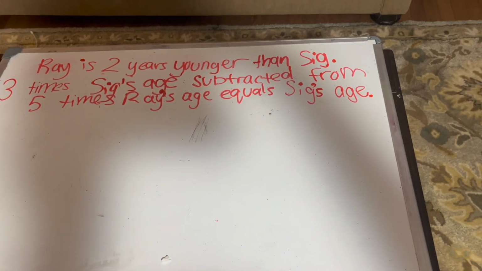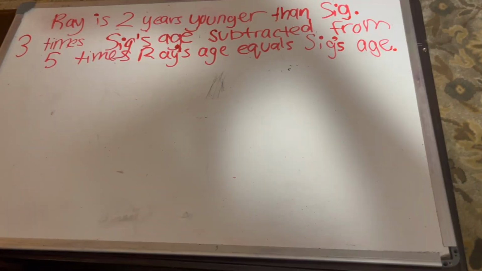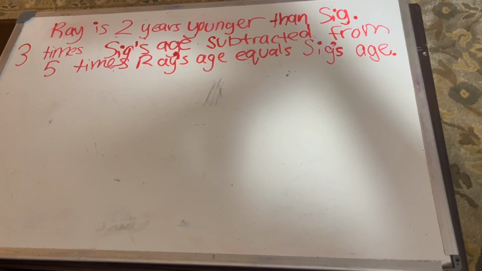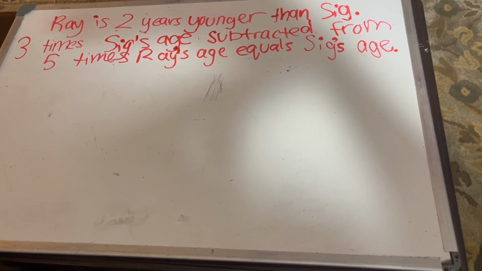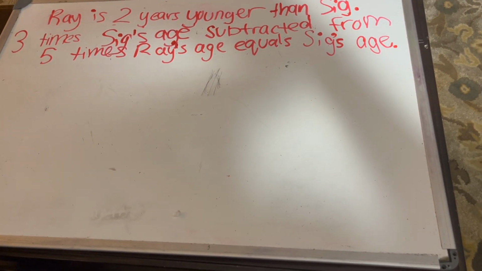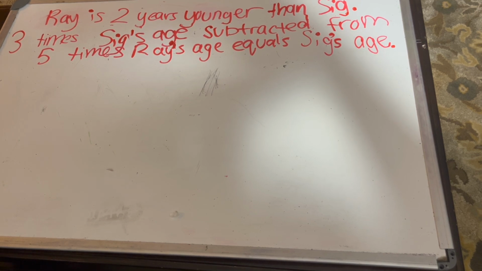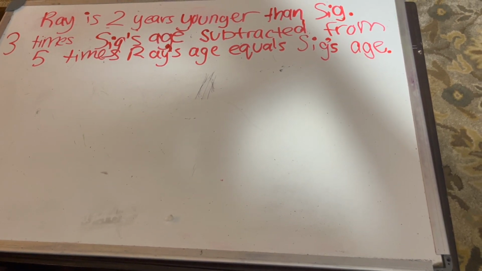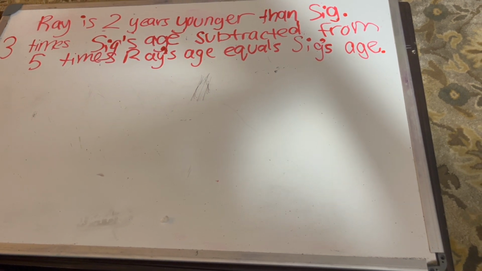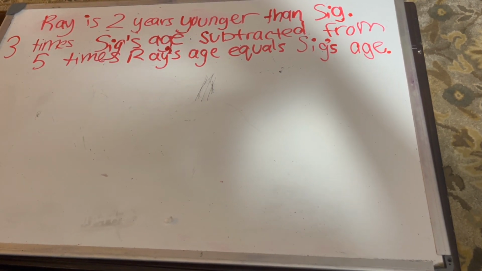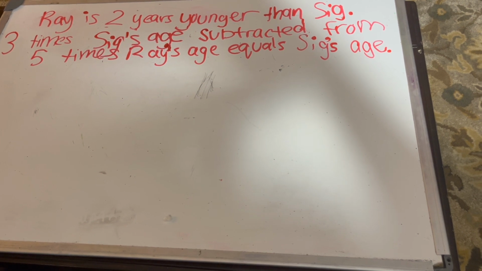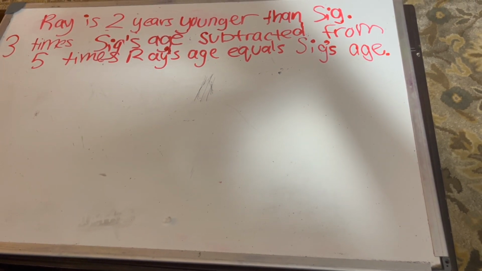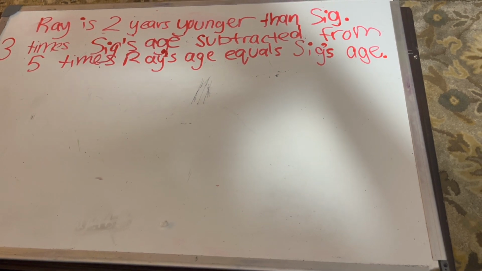So the third and final problem that Dad will be solving is a word problem and an age problem. So let's read over this slowly so we can understand. Ray is 2 years younger than Sig. 3 times Sig's age subtracted from 5 times Ray's age equals Sig's age.